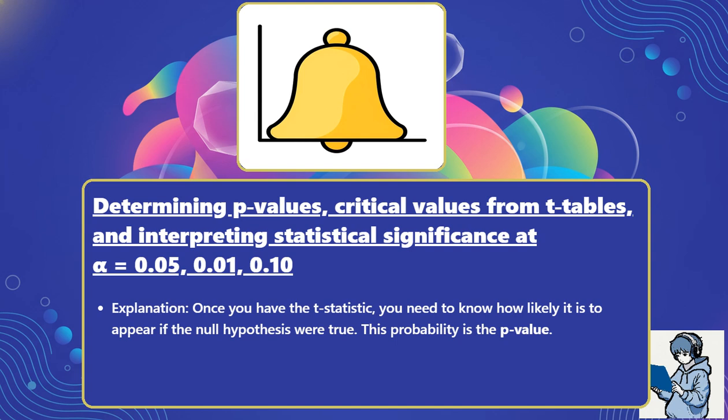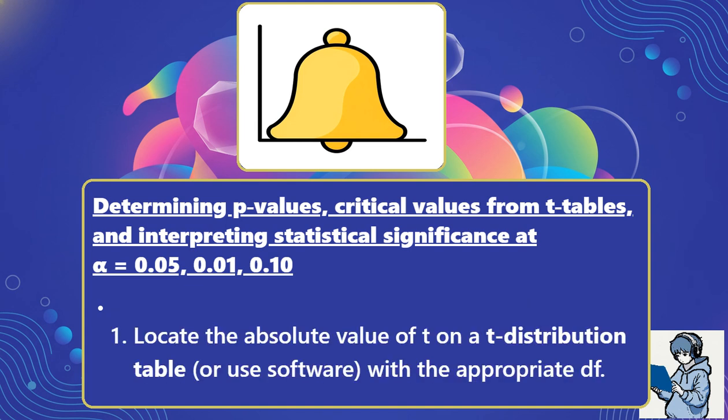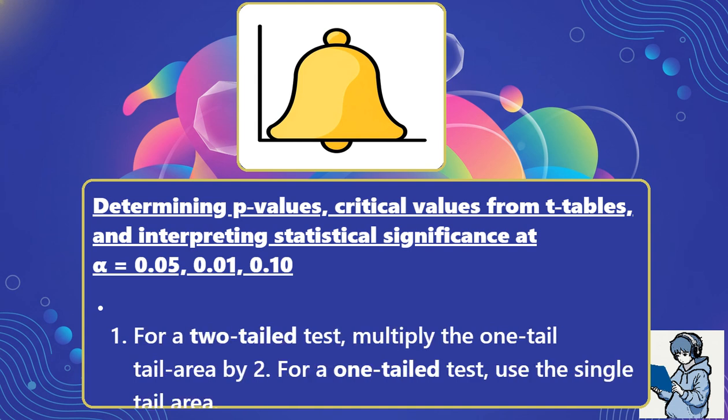Explanation: once you have the t statistic, you need to know how likely it is to appear if the null hypothesis were true. This probability is the p-value. Locate the absolute value of t on a t distribution table, or use software with the appropriate degrees of freedom. For a two-tailed test, multiply the one-tailed tail area by 2. For a one-tailed test, use the single tail area.